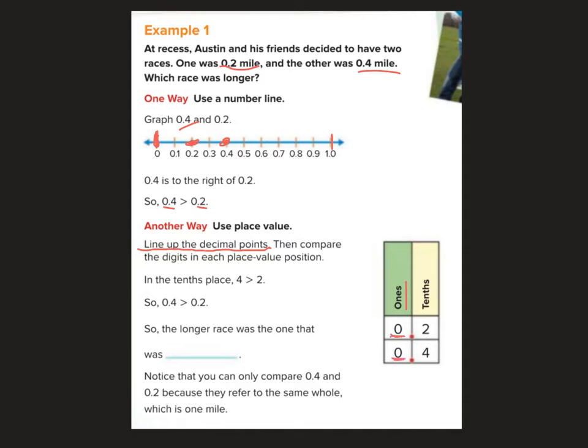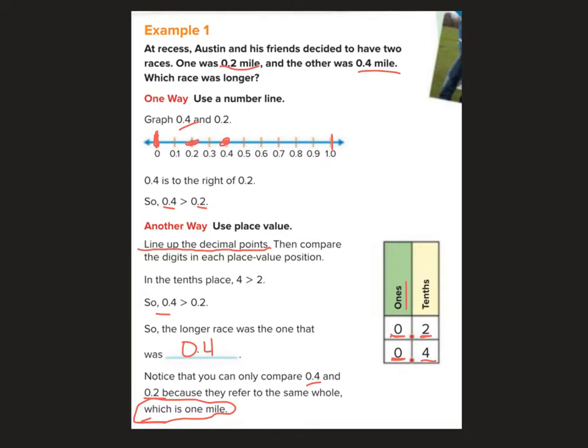They have 0 ones here. And if we think about tenths like dimes, we could also think of it as: look, this guy has 2 dimes, this guy has 4 dimes. 4 dimes is bigger. So we know that 4/10 is going to be bigger. So the longer race was the one that was 4/10 of a mile. Notice that you can only compare 2/10 and 4/10 because they refer to the same whole, which is 1 mile.